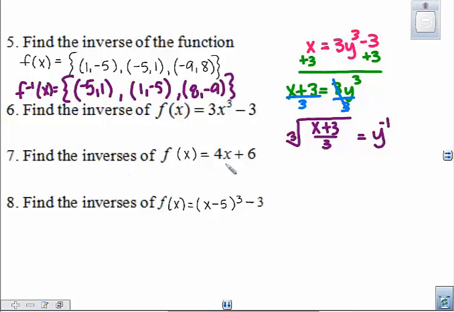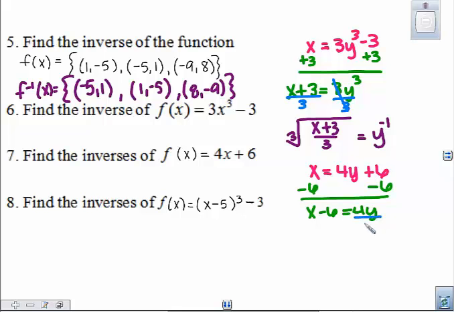For 7, we're going to switch our x and y, so we have x equals 4y plus 6. Move your constant, so I'm going to subtract 6, and then get rid of your coefficient. So my coefficient is 4. The whole side is divided by 4. So your inverse is x minus 6 over 4. Don't forget to have the little negative 1 written there to show that that's the inverse.